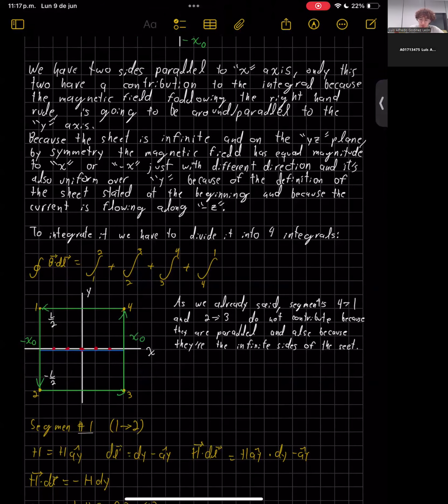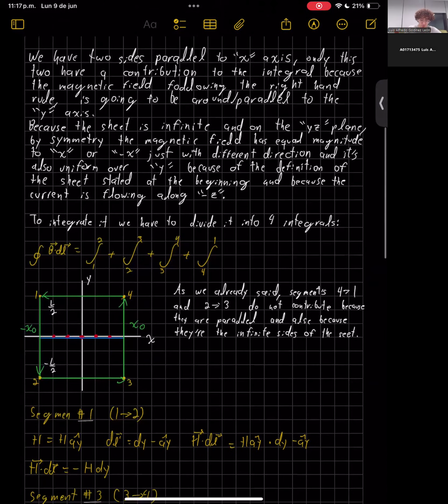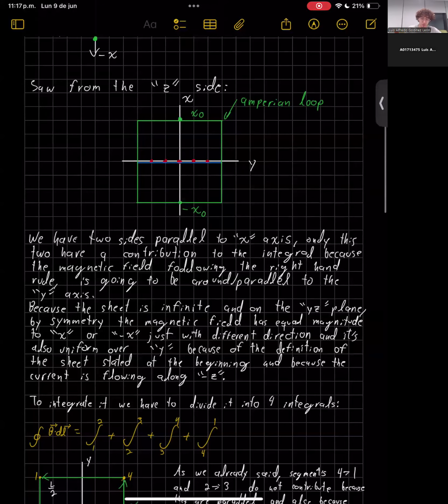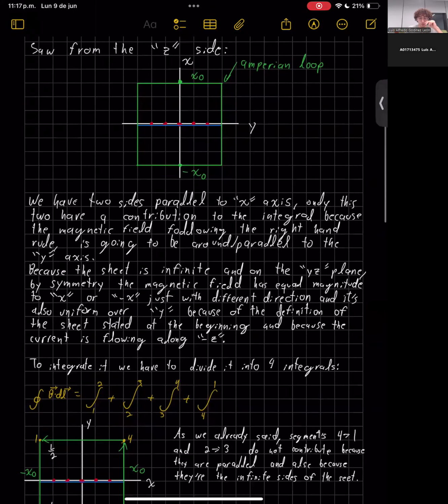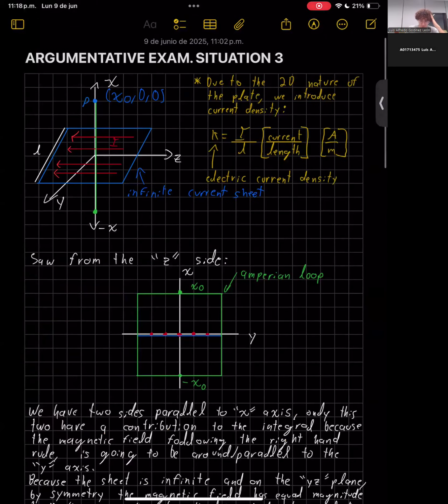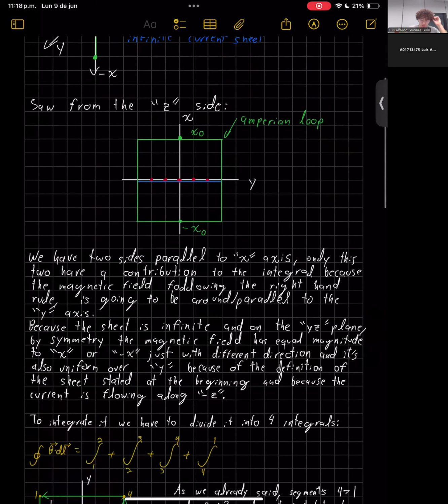And because the sheet is infinite and on the yz plane, by symmetry the magnetic field has equal magnitude at x or minus x, just with different direction, and it's also uniform over y. And because of the definition of the sheet stated at the beginning, the current is flowing along minus z. Now to integrate it, we have to divide it into four integrals because we have, again, four different segments in the ones that the magnetic field is flowing or going, and also the current.